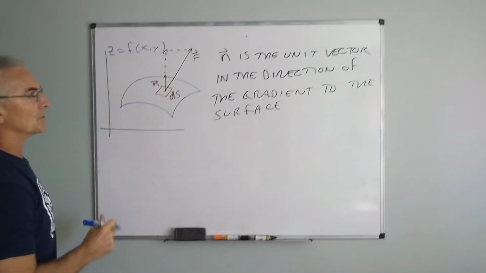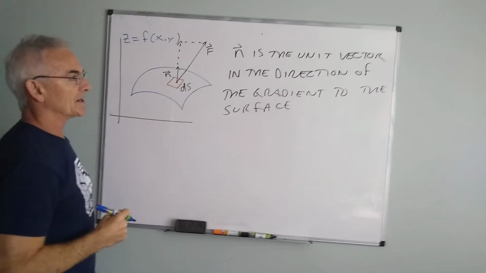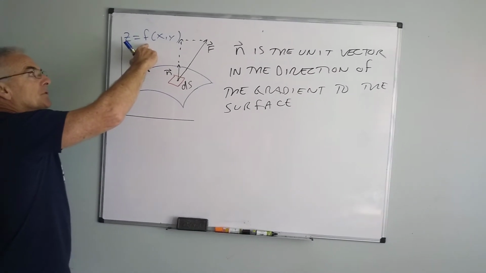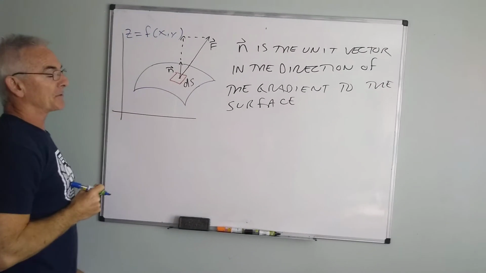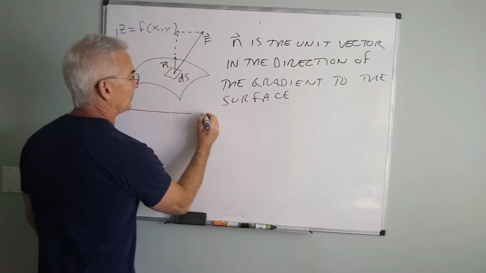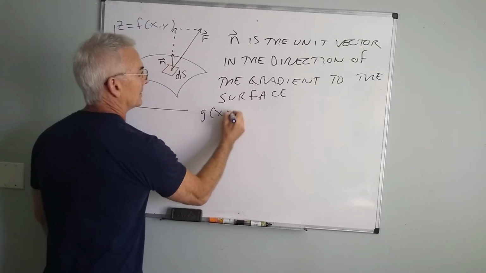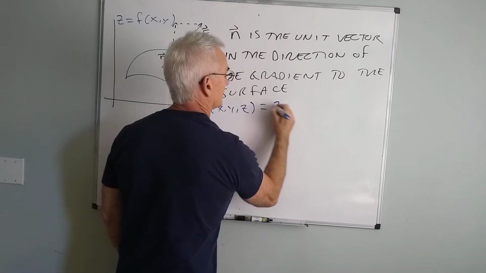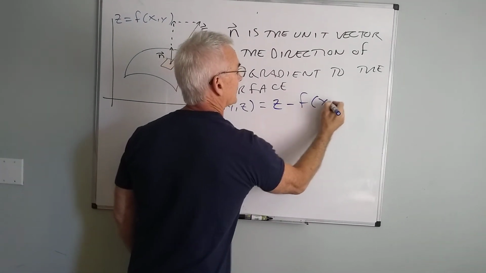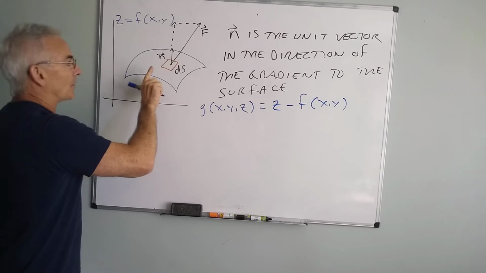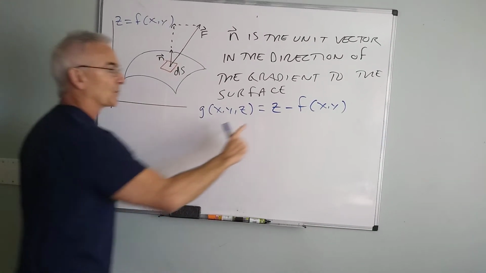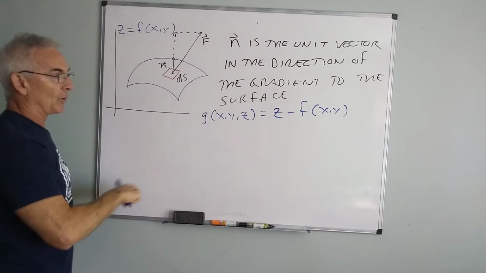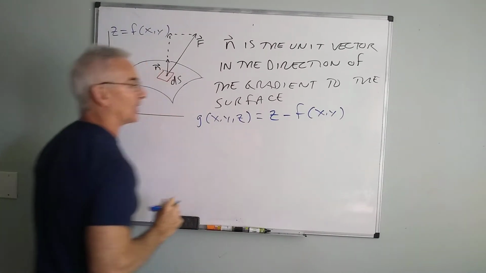Now the unit vector n we know is in the same direction as the gradient to the surface. But because our surface is defined as a function of two variables, I need to create a three-dimensional surface. So we will define a new function, g of x, y, z, to simply be the difference of these two, z minus f of x, y. Because our outwards normal is pointing upwards, we want the partial derivative here to be a 1. If my normal was pointing downwards, we'd simply subtract in the opposite order.